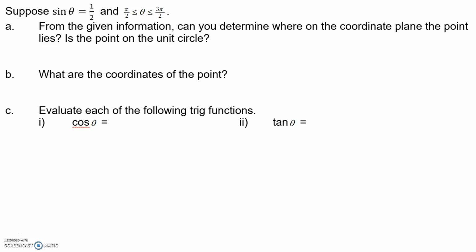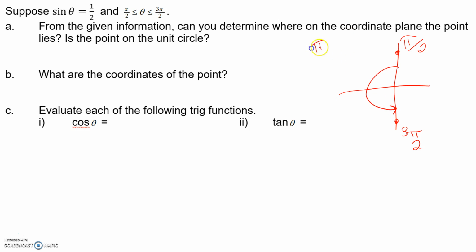Alright, I have one more example for you with trig and the unit circle. So suppose sine of theta equals 1/2, and that theta is between pi over 2 and 3 pi over 2. Well, pi over 2 is 90 degrees, 3 pi over 2 is 270 degrees. So I'm just going to sketch out over here. So this is pi over 2, and down here is 3 pi over 2. And so my theta is somewhere between these two right here.